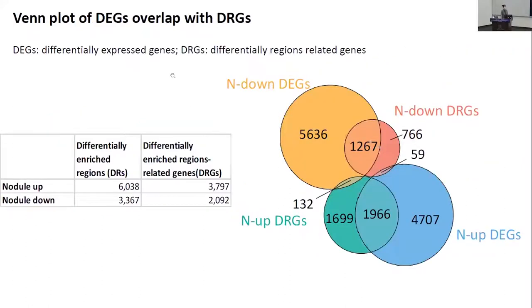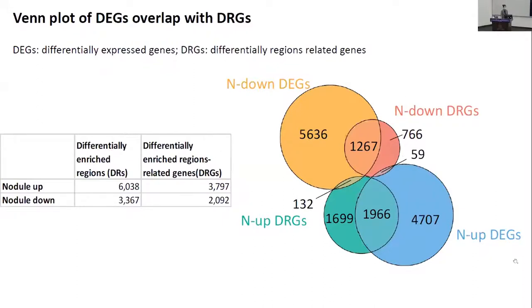And then we performed a differentially enriched region analysis of H3K4 trimethylation between the nodules and the remaining roots. Basically, 6,000 peaks were found upregulated, and around 3,000 peaks were found downregulated in nodules. This is consistent with our Western blotting results. Then we defined the genes that contain the differential region in the promoter or gene body as differentially enriched region related genes. I will call these DRGs later.